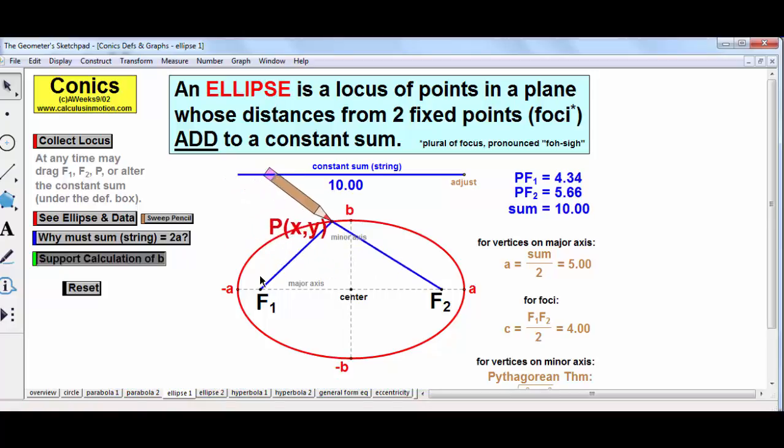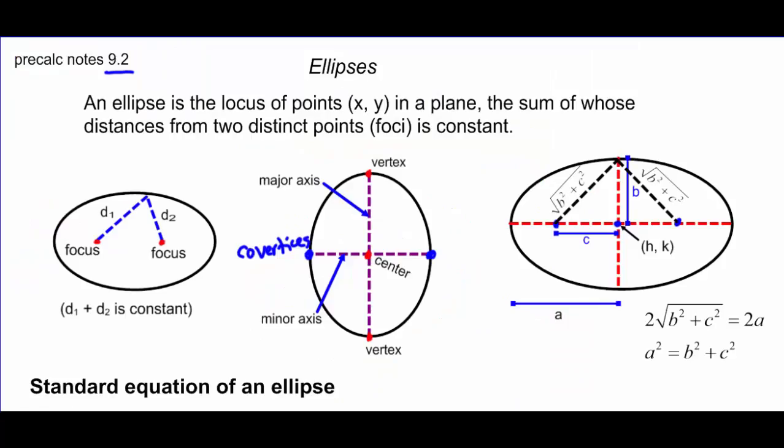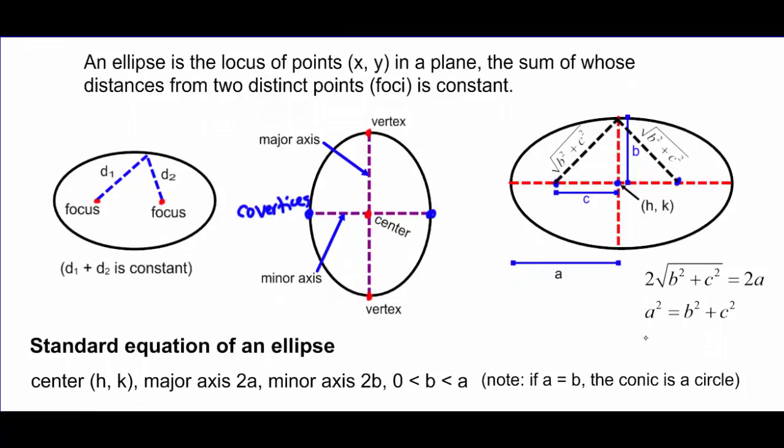But now, here's the really cool part. Since we know the string is 2a, we know this hypotenuse of this triangle right here has to be a, that's half the string. We already defined this as b, the distance from center to a co-vertex. And then c is the center to the focus. So we've got this Pythagorean theorem situation, except, well, it's Pythagorean, but it's a little demented. You can see it here, a squared equals b squared plus c squared.